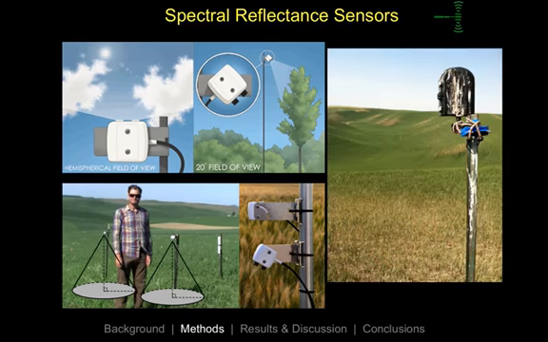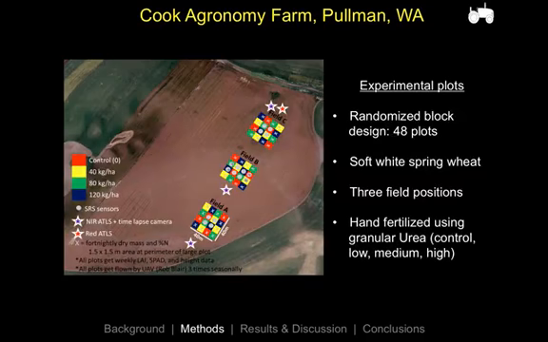Of course, one thing you're going to have to worry about when you deploy instruments in the field is the resulting bird desiccation that, for example, happened at a digital camera that we have out here at one of our sites in Colfax, Washington. So what we did was we set up 48 experimental plots over soft white spring wheat in 3 field positions that are historically high yielding, middle yielding, and low yielding. And we hand fertilized each one of these 10 by 10 meter plots using granular urea into a control, low, medium, and high fertilizer regime.